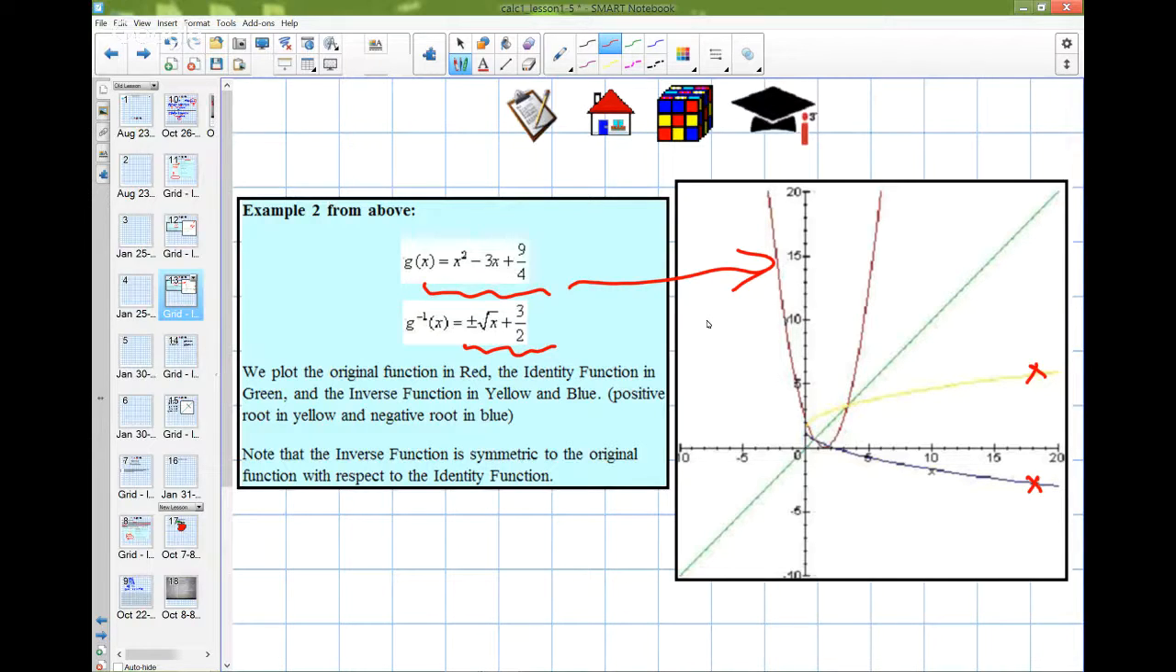And sure enough, look what happens when you put the identity function on there. If you tilt your head a little bit to a 45-degree angle to the right, you can see we have perfect mirror imaging. So inverses will always do that. Hopefully that makes sense to you.